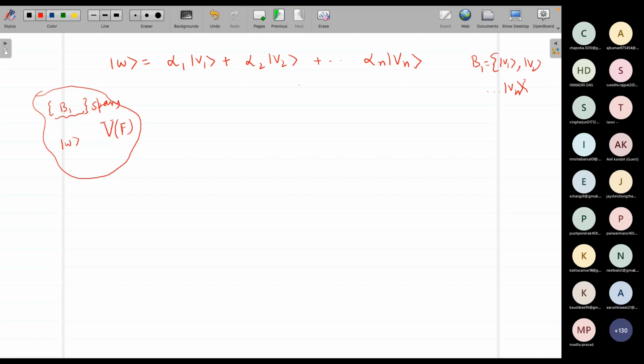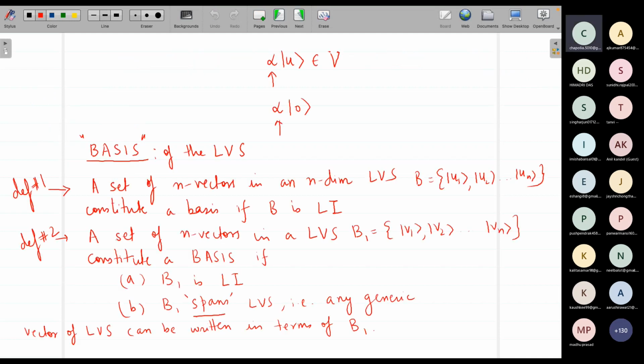So now how is it equivalent? How am I saying that my previous definition, which is a smaller definition, a set of n vectors in an n-dimensional linear vector space constitute a basis? So what's the catch in definition 1 that it is so small? Since the linear vector space of the first definition is n-dimensional, and the basis also consists of n vectors, it automatically spans the whole vector space.